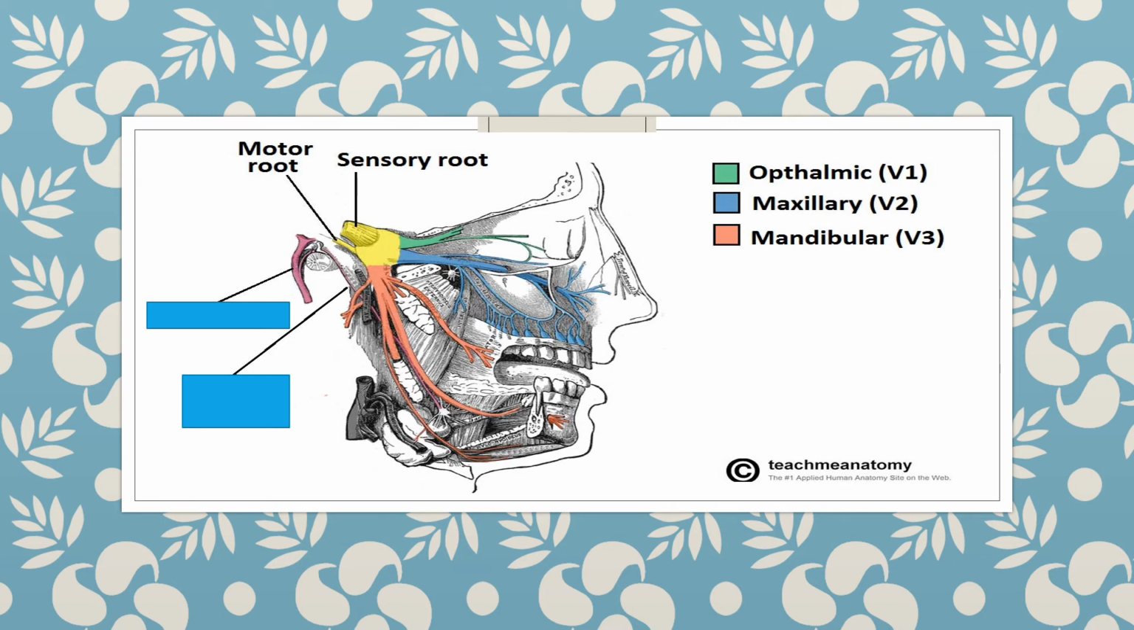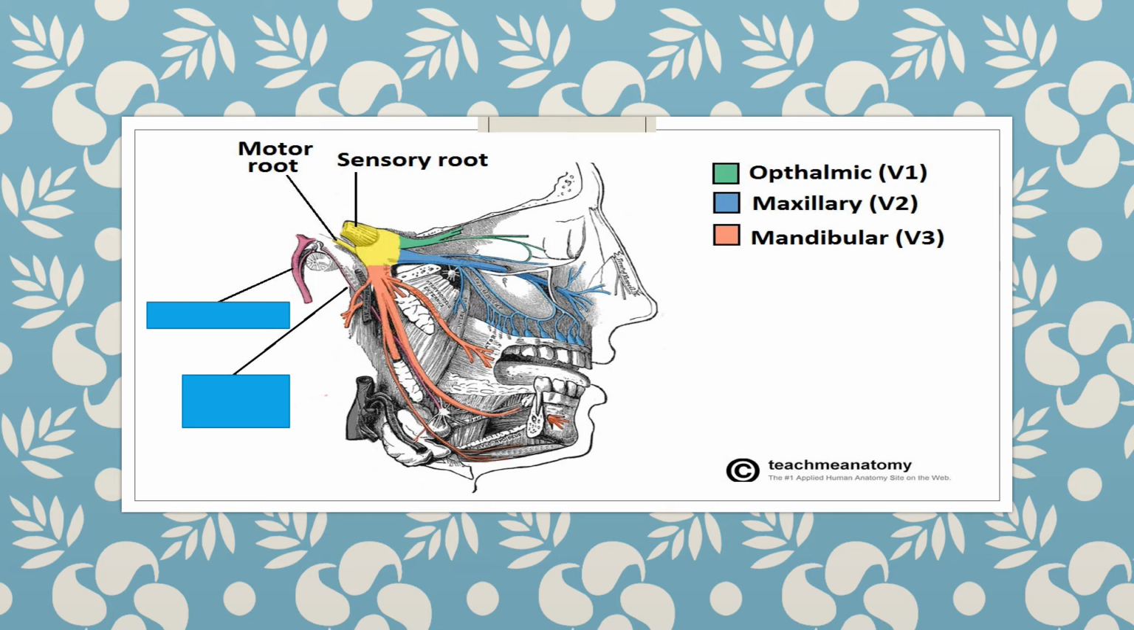The ophthalmic nerve enters the orbit by way of the superior orbital fissure. Then we come to the maxillary nerve. It enters the pterygopalatine fossa by way of the foramen rotundum. Along the way of this maxillary nerve, you can see a small ganglion. This is the pterygopalatine ganglion. We will do its detail afterwards.